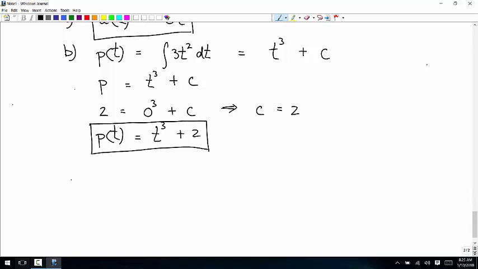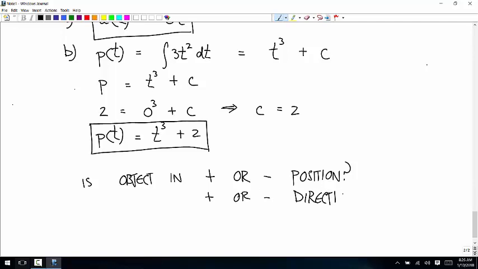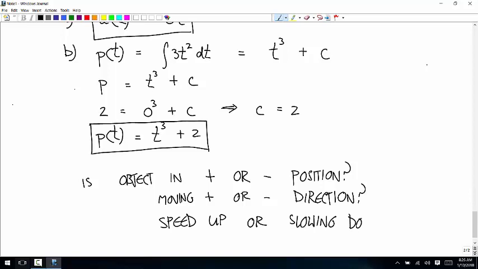Okay, so now let's say, I don't think any of these ever change, so is the object in a positive or negative position, moving in the positive or negative direction? And is it speeding up or slowing down?